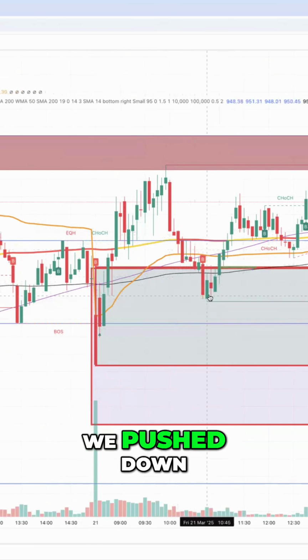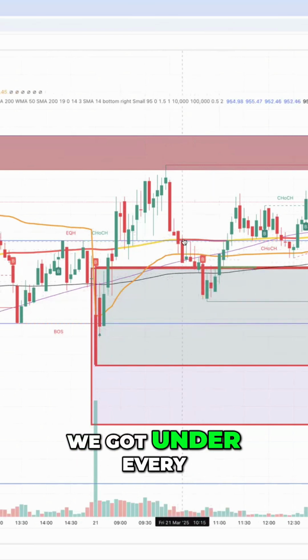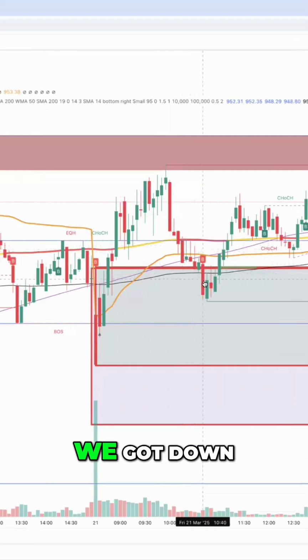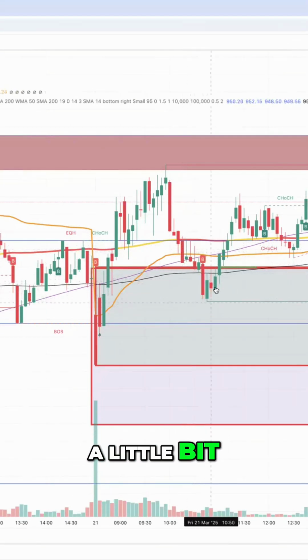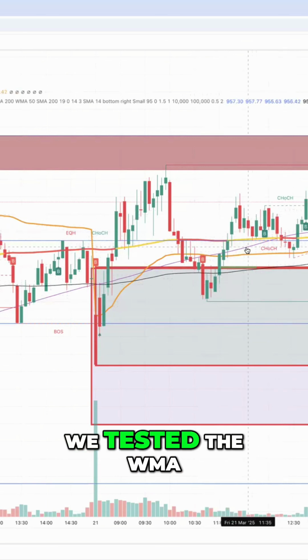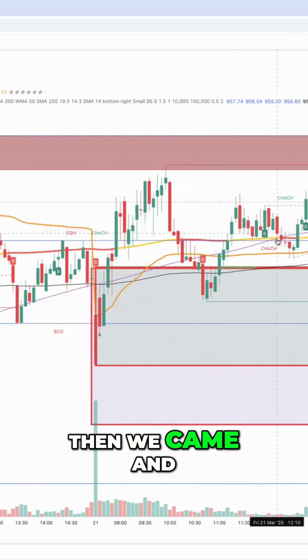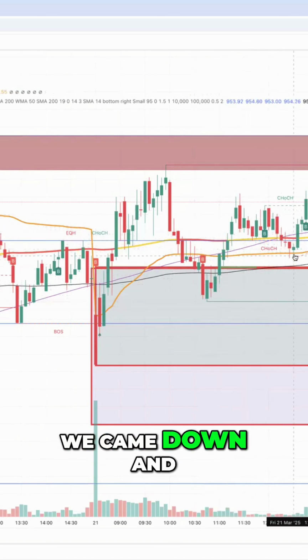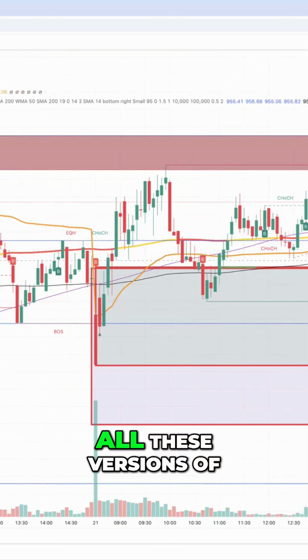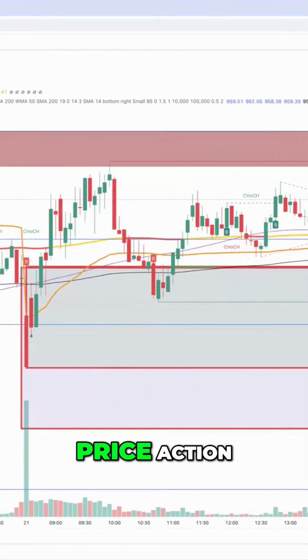So we came here, we pushed down, we got under every version of that 200 when we pushed down, and so we got down, pushed down just a little bit, got back above it, and we were pushing down. We tested the WMA, then we came and tested the SMA. We came down and tested VWAP. We pushed back again. But look at how all these versions of the 200 are getting price action.